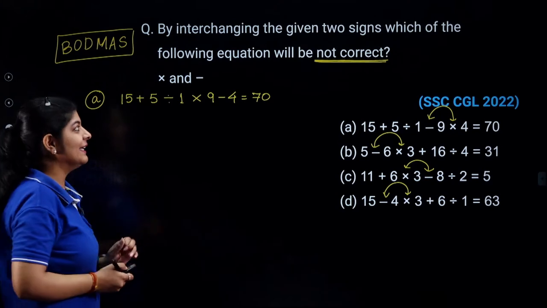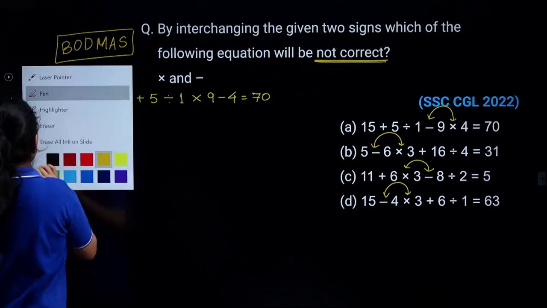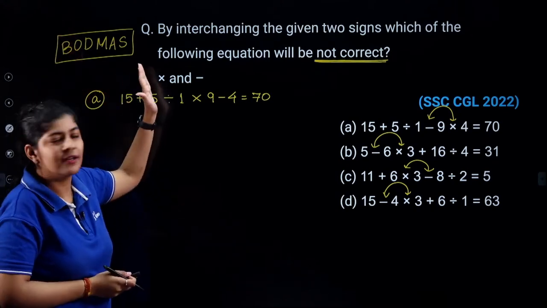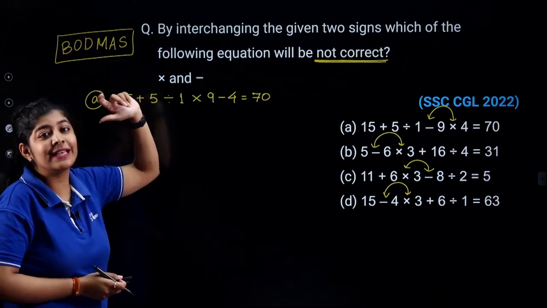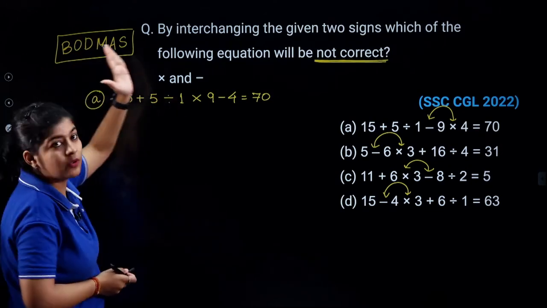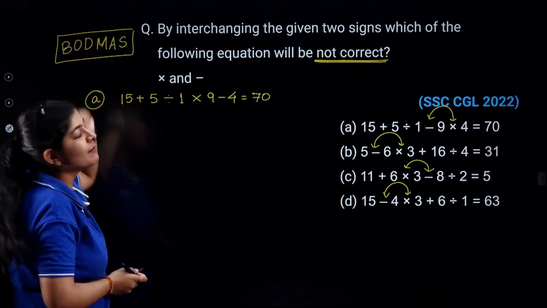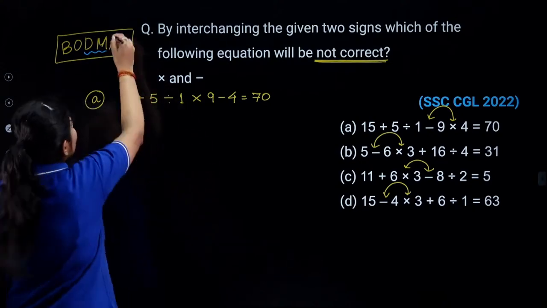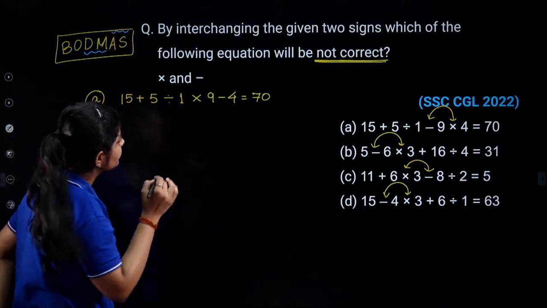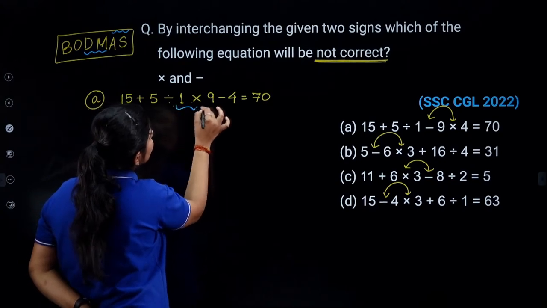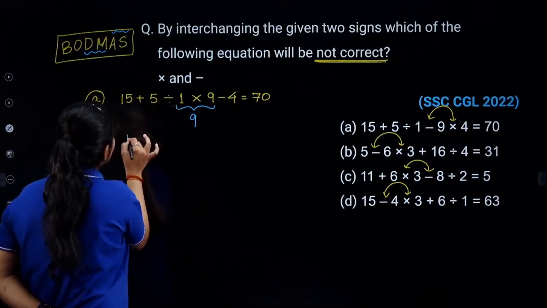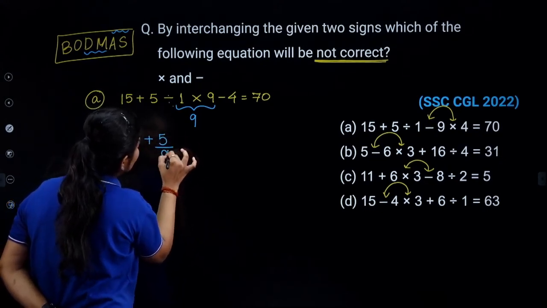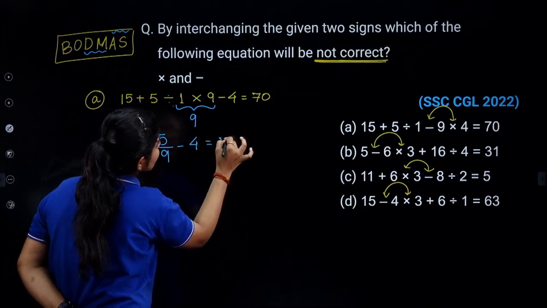Let's see whether your answer is correct or not. You need to solve brackets first. Do we have brackets? No. Do we have any order? Yes. The order says that we need to move from left to right. After that, division and multiplication. These both operations are on the same priority, and after that we will solve addition and subtraction. So here we are getting 9, and here we are getting 15 plus 5 divided by 9 minus 4, and this is equal to 70.